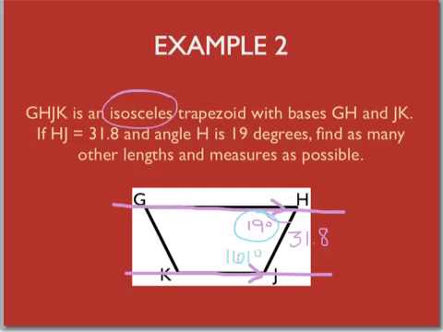And since this is isosceles, there's my symmetry line, and everything over here on the left, sides, angles, everything, are going to match up with what's over here on the right. So now I know this is 19 degrees. I know this is 161 at angle K. And I also know that this side over here would be 31.8. That's everything I can tell. I don't know anything about the length of the bases. Okay, but in an isosceles trapezoid, I would know all of those things.